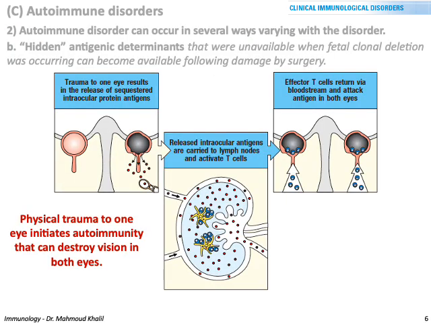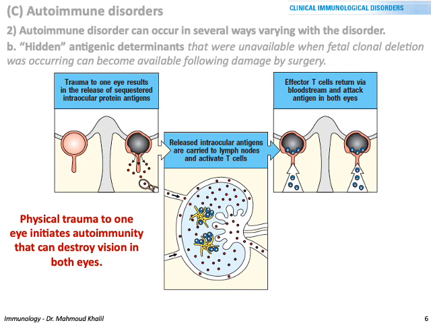To clarify more on the hidden antigen, you can see here an example: physical trauma to one of the eyes results in the release of sequestered or hidden intracellular protein antigen. Once released into the circulation, it can be recognized by the lymph nodes and activate T cells. In this case, the effector T cells return via the bloodstream and attack the antigen in both eyes.